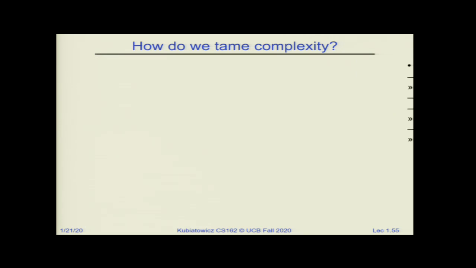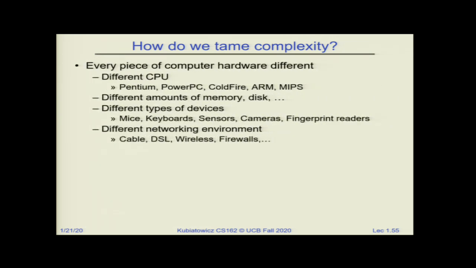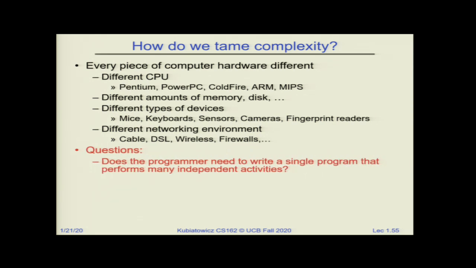Okay. So how do you tame complexity? Every piece of computer hardware is different: different CPUs, different amounts of memory and disk, different types of devices, different networking environments. The question is, does the programmer need to write a single program that performs many independent activities? Potentially. Does the program have to be altered for every piece of hardware? Better not. Think about that. If every version of you had to write a separate version of every program to deal with a slightly different disk drive or a slightly different amount of memory, that would be ridiculous.